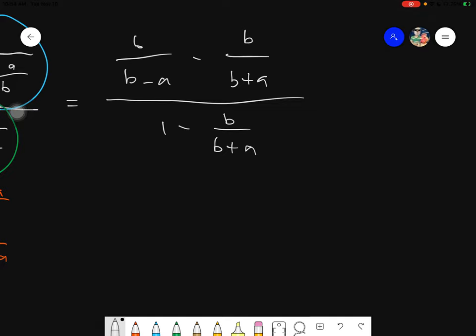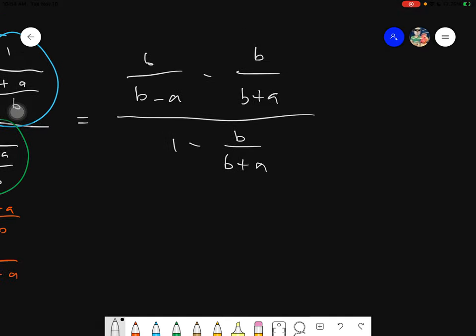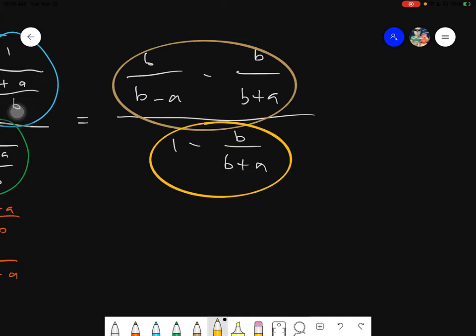So again, I told you before that you can only evaluate a complex fraction if there is one fraction bar for the numerator and then the denominator. So again, you will try to simplify the numerator and then the denominator. Okay, so let's use two colors. Let's have the brown one and then the yellow one.